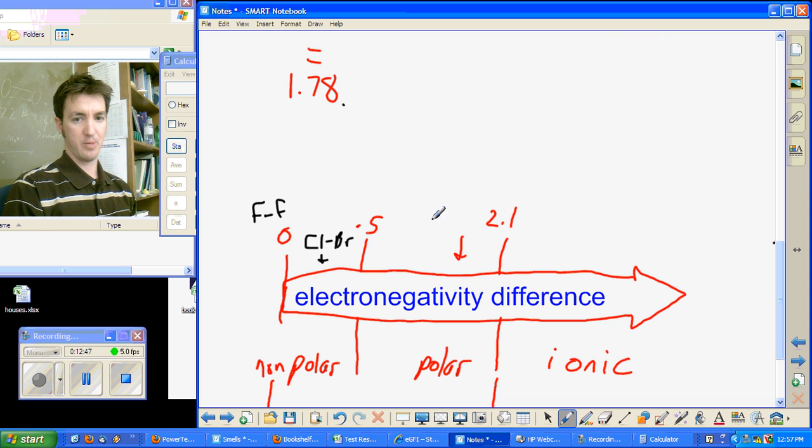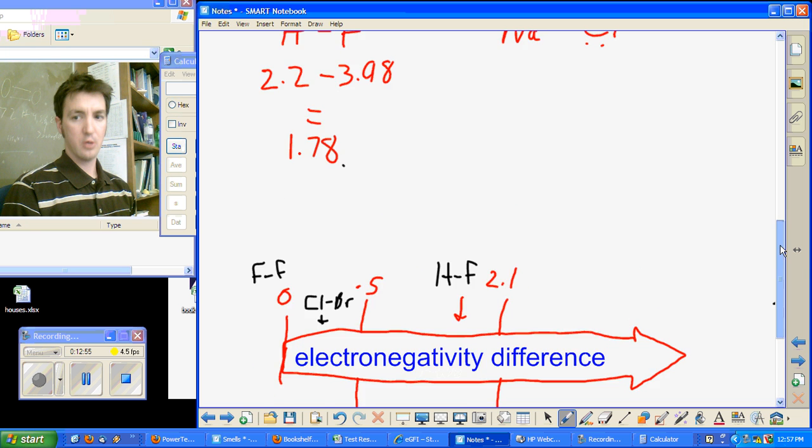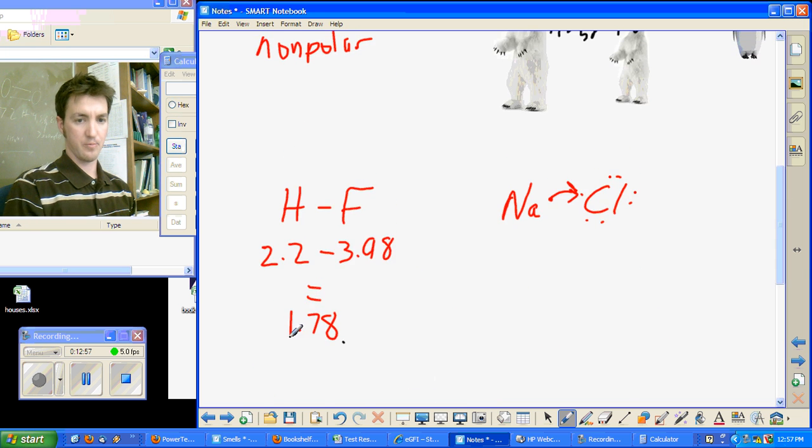So that makes hydrogen fluoride in this category. That would make it polar. So we do a special thing when it's polar. We write polar first off, but we draw this thing. The electrons are going to go toward the bigger one. That's the fluorine. So we draw an arrow toward the fluorine. That means the electrons are traveling that direction.